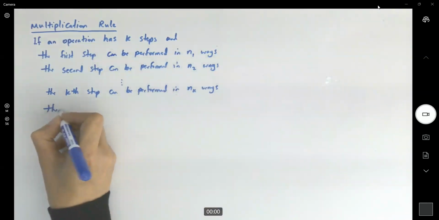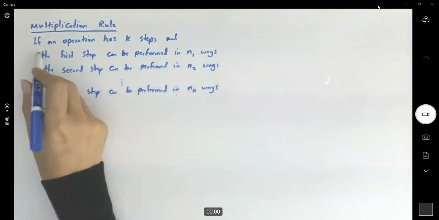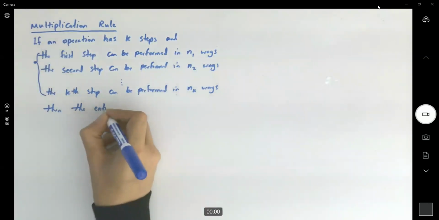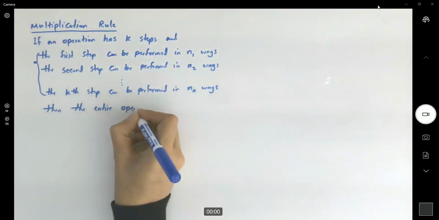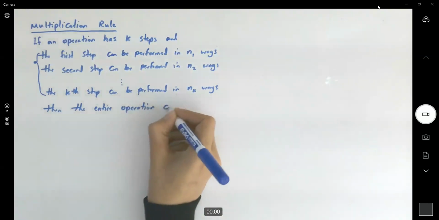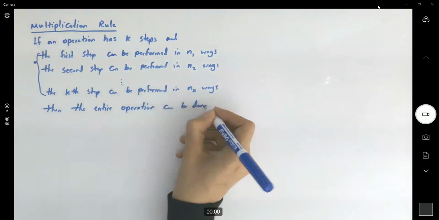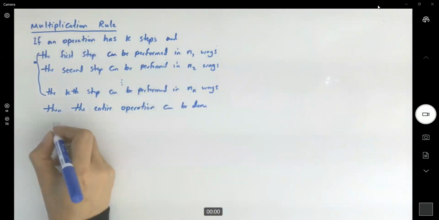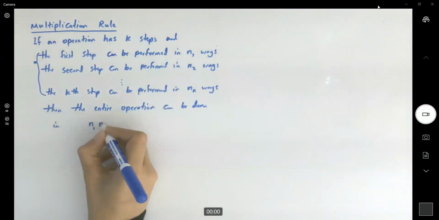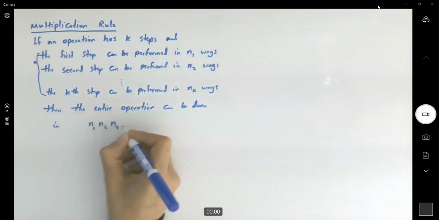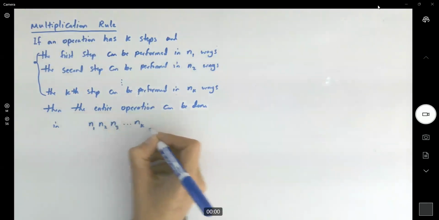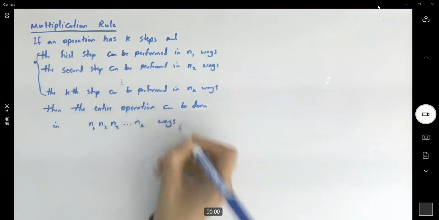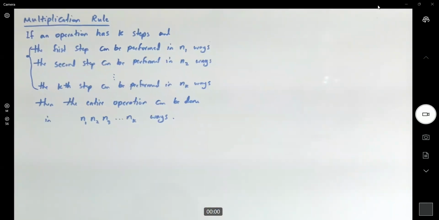Then the entire operation can be done in n sub 1 times n sub 2 times n sub 3 times ... n sub k ways. Okay. Know the names, multiplication rule, know the definition. Let's take a look at one example.